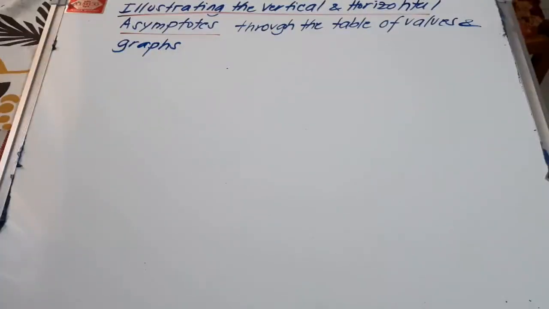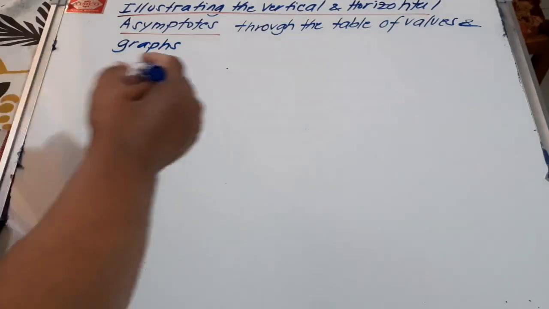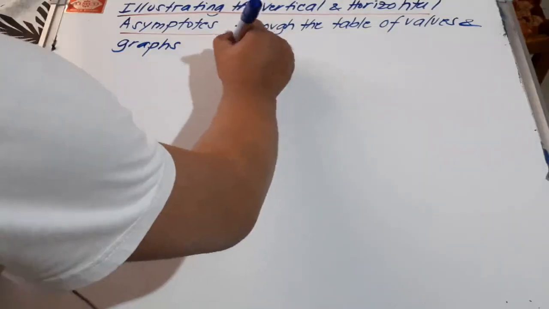Good day. In this video, I'm going to illustrate to you the vertical and horizontal asymptotes of rational functions through the table of values and graphs using the basic rational function f of x equals 1 over x.